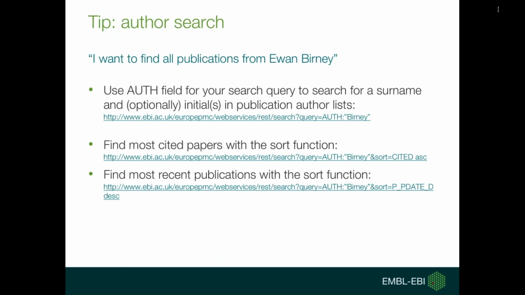Another point to cover is the author search. Sometimes, rather than searching for a topic, you might want to focus on the work of a particular researcher. To find an author by name, use the author field. You can use both surname and first name or initials for your search. To find most cited or most recent papers from this author, you can use the sort function mentioned earlier.